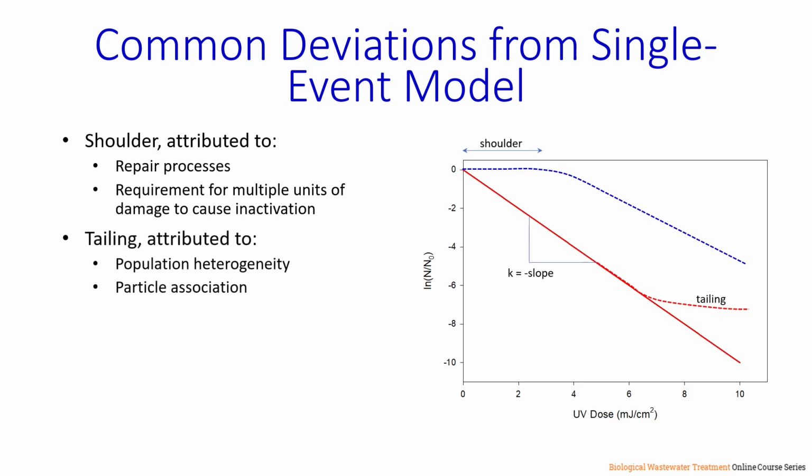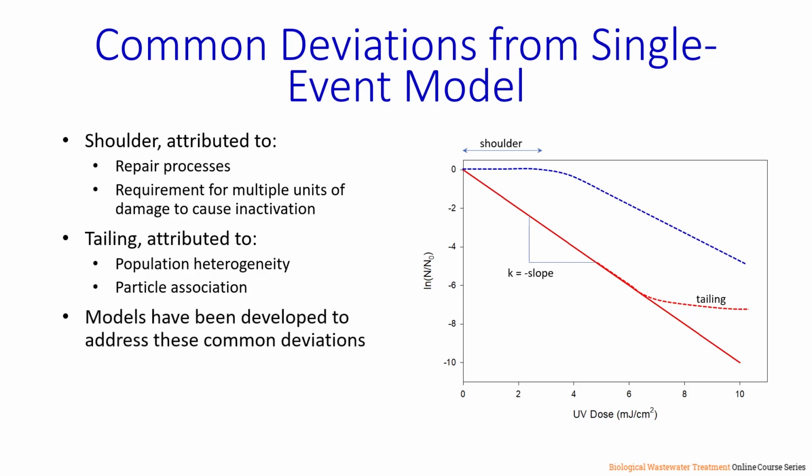The other common deviation is tailing, which has been attributed to population heterogeneity and the association of microorganisms with particles, or embedding of microorganisms within particles. Now, it turns out that for the shoulder, it's difficult to differentiate repair from the requirement for multiple units of damage. And likewise, in the case of tailing, it's difficult to differentiate population heterogeneity effects from particle association effects. But nonetheless, there are these deviations that are commonly observed. So it would be nice to be able to manage them and be able to predict this behavior.